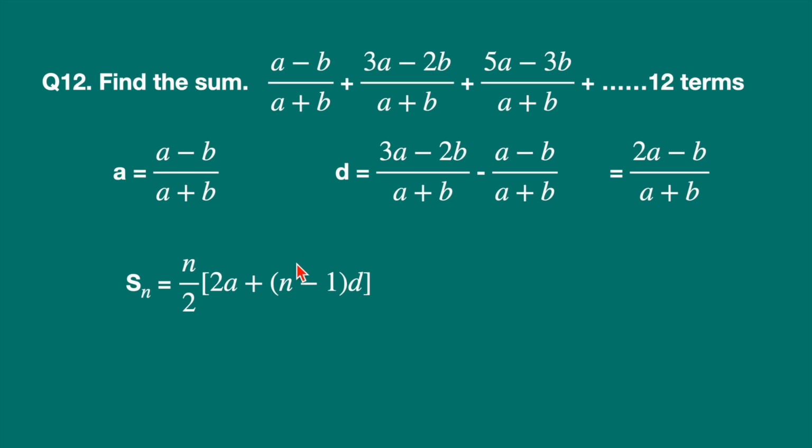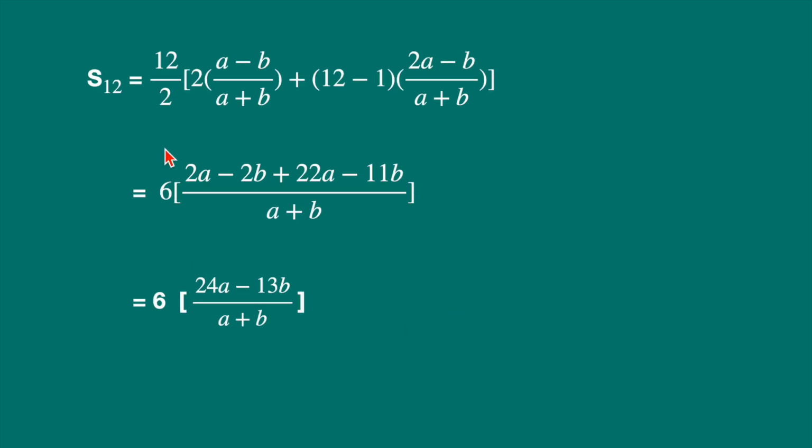This is d. So write down the formula for Sn and substitute a as a minus b upon a plus b and d as 2a minus b upon a plus b. Again here a plus b is the LCM. 12 upon 2 is 6. A plus b is the LCM, write it. Open the bracket, 2a minus 2b plus 12 minus 1 is 11. 11 into 2 is 22a minus 11b. Okay, that's it. Now you can simplify this further. It's 24a minus 13b upon a plus b into 6. So this is the answer.